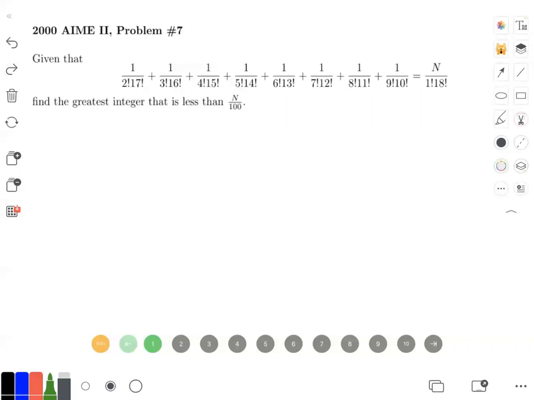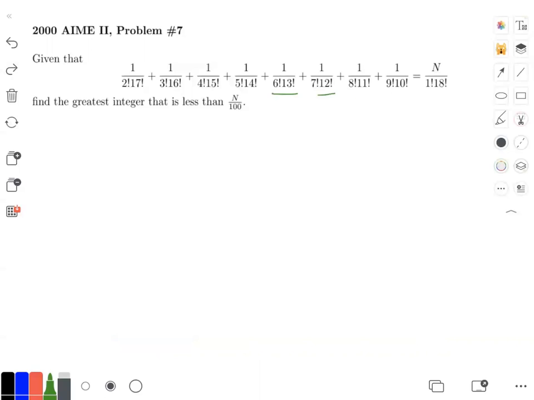Hi guys, today we have a nice computational problem from the 2000 AIME 2. Given that this expression is equal to n over 18 factorial, find the greatest integer that is less than n over 100.